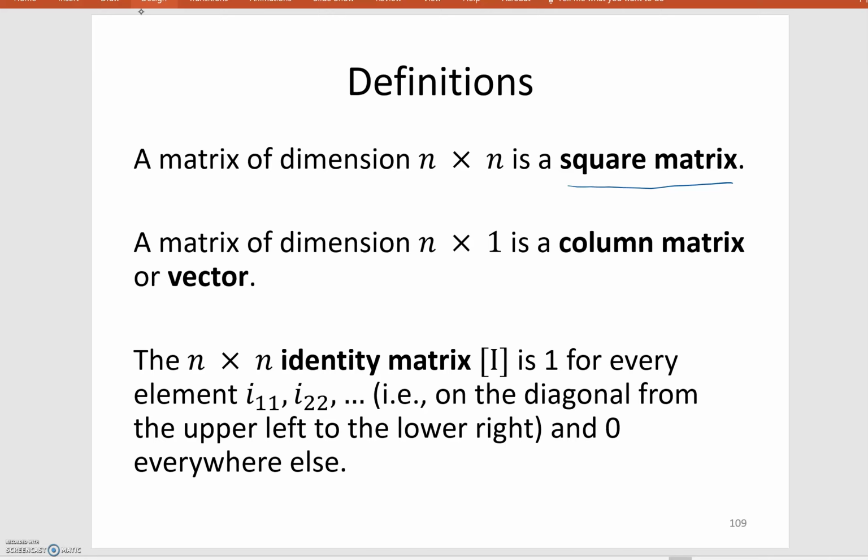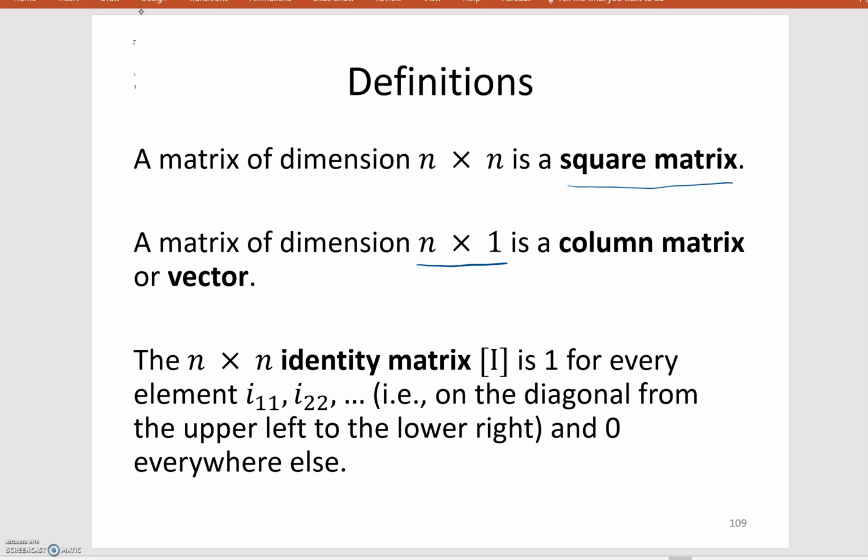Another matrix which is important is an n by 1. So n is the number of rows, so it can have however many rows, but it can only have one column, and that's called a column matrix, or what's a very common word, a vector. So a column matrix is one that looks like this. So it's just one column and then your numbers here. So that's a vector or a column matrix.